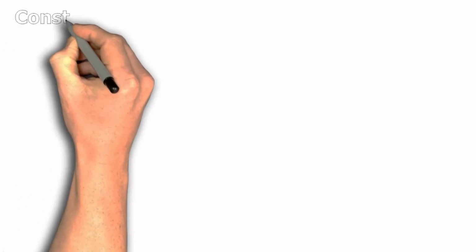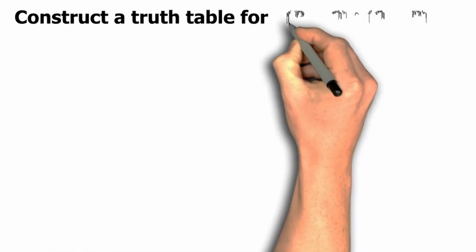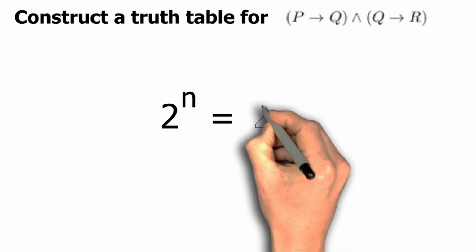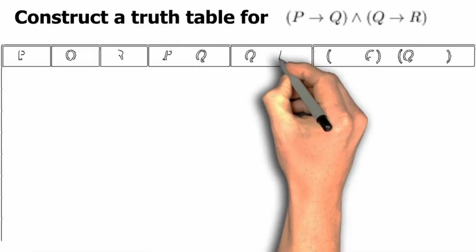To wrap up everything that we had tackled, we need to construct a truth table for this compound proposition: P implies Q and Q implies R. Our task is to make a truth table. The first thing we need to do is to identify how many lines are needed with the formula 2 to the power of n. Since we have 3 variables, it's 2 cubed, which is equal to 8. So we have 8 lines.